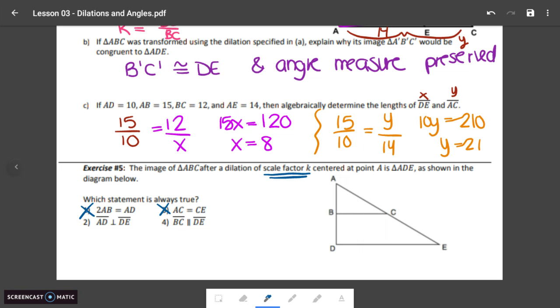The other thing I can't say is that AD is perpendicular to DE, because we don't know that. There's nothing that says it. Even if it looks the part, we can't assume it. But because dilation preserves angle measure like we saw, we do know that BC is parallel to DE.